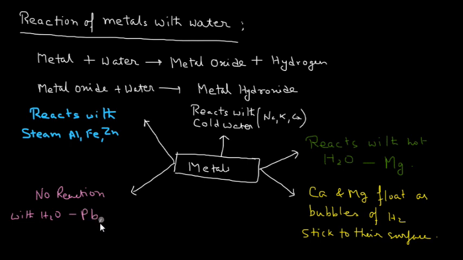Pb, Cu, Au and Ag. So this is the brain diagram from which you can get a synopsis, just a snapshot of how and under what conditions metals react with water. Some metals react with cold water, some metals react with hot water in this way.